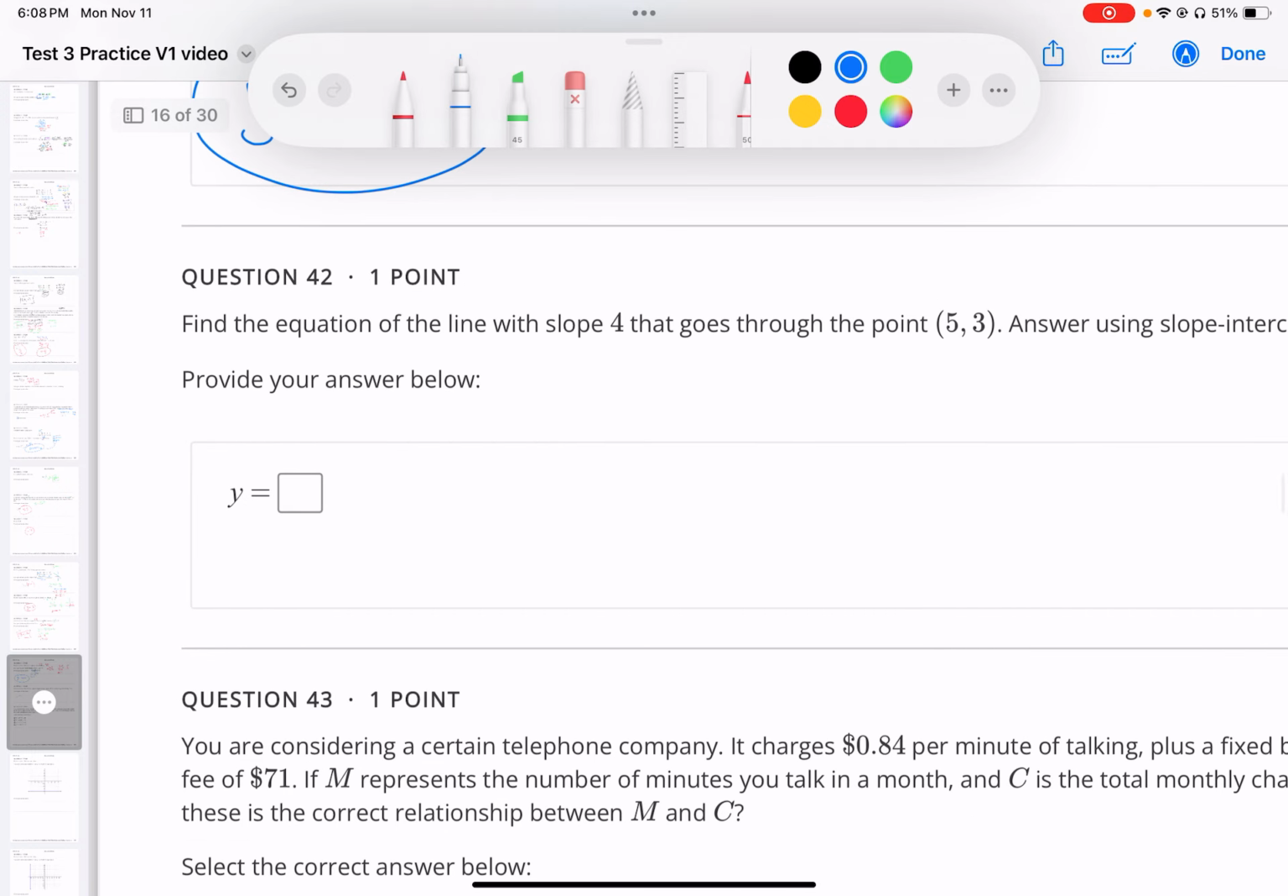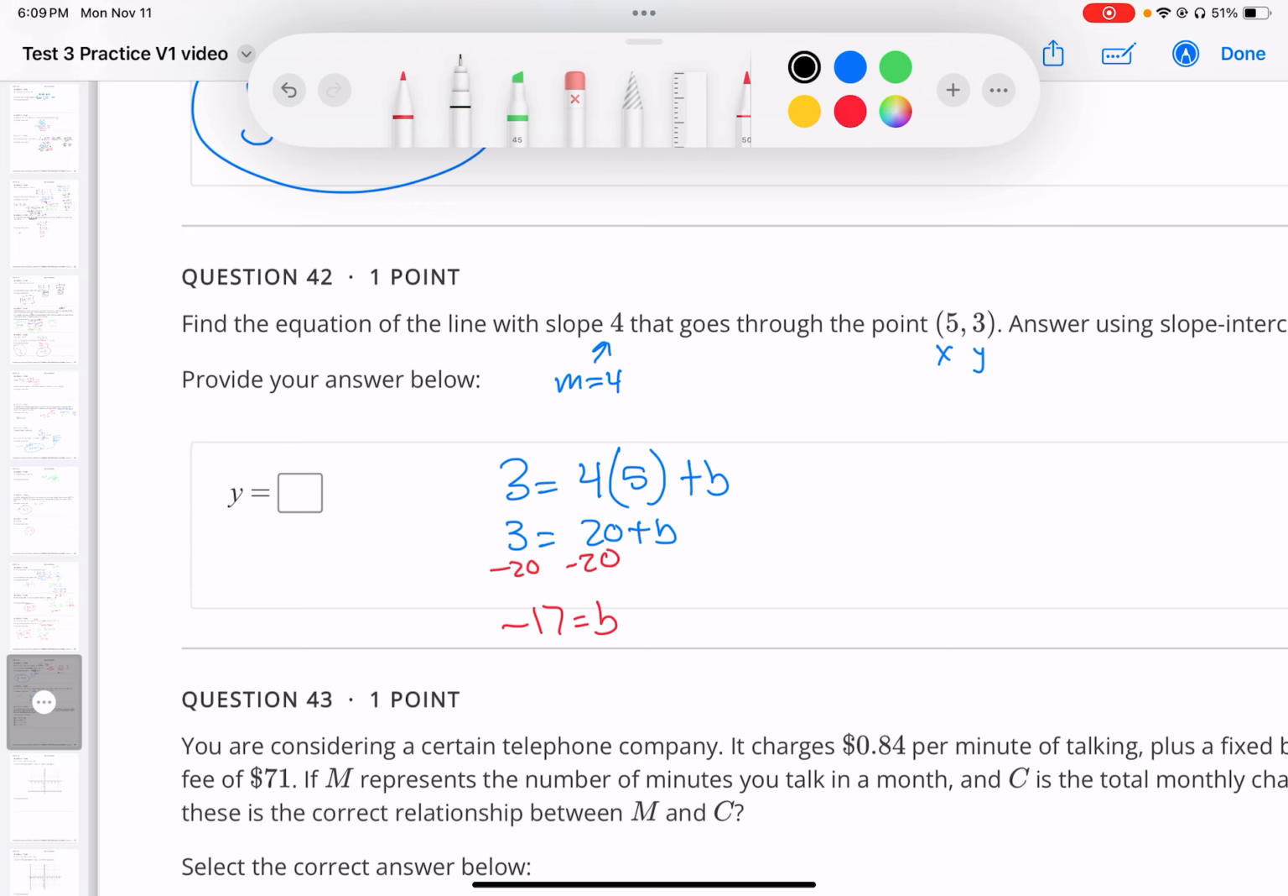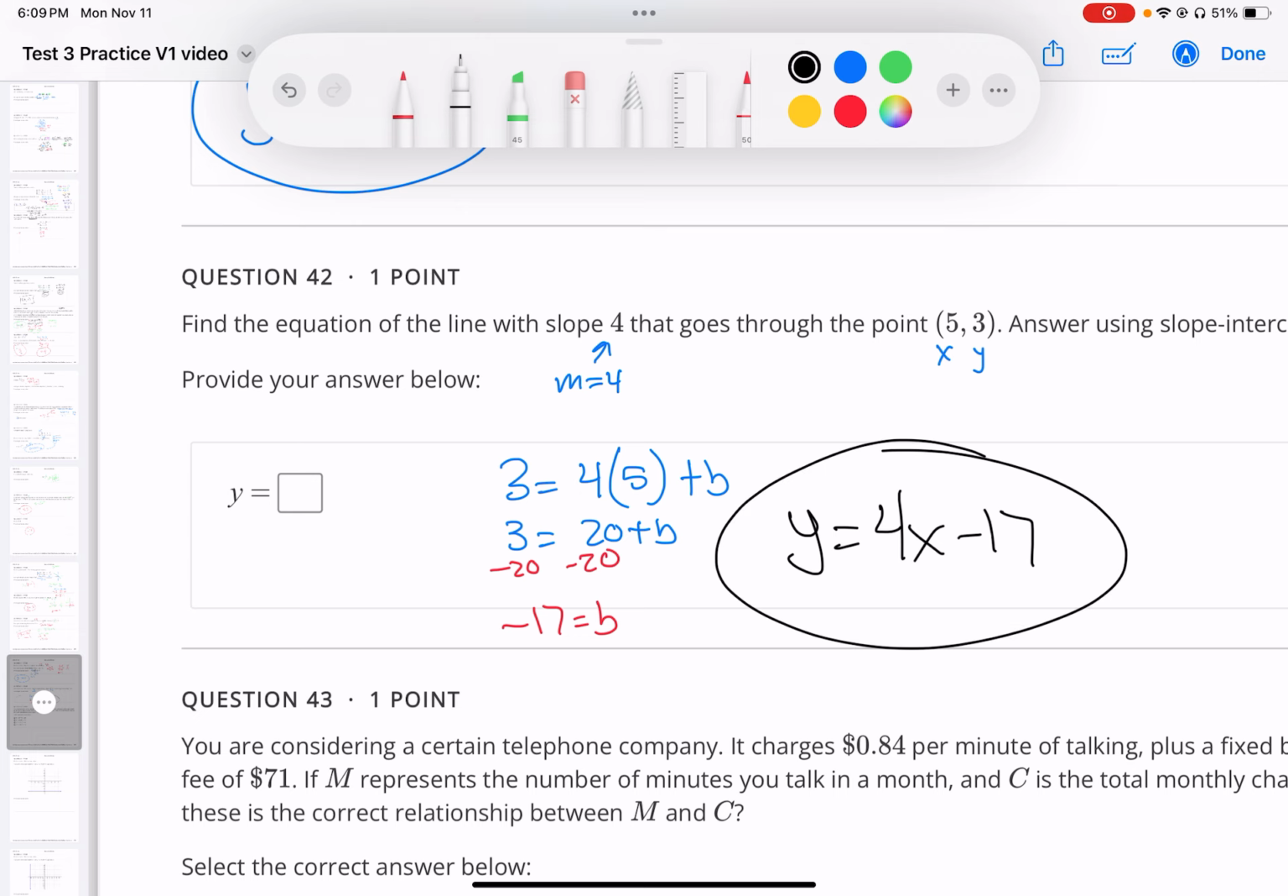Okay. So find the equation for slope when I know m equals 4. This is my x. This is my y. I don't know my b yet. So I'm going to go 3 equals 4 times my x, which is 5, plus b. 3 equals 20 plus b, minus 20, minus 20. So negative 17 equals my b value. So my final, I got y equals 4x, because 4 was already given as my slope, minus 17, which is going to be my y-intercept.